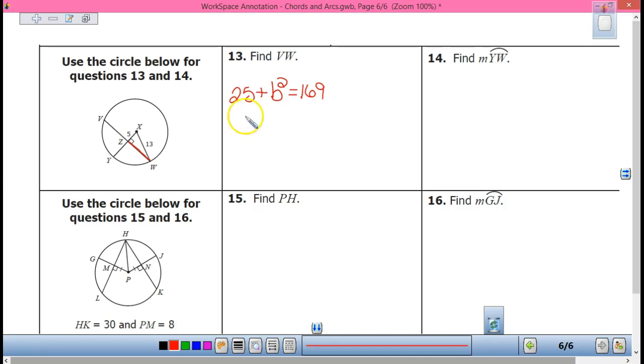So b squared equals 144. So b is 12. Therefore, VW is 24.